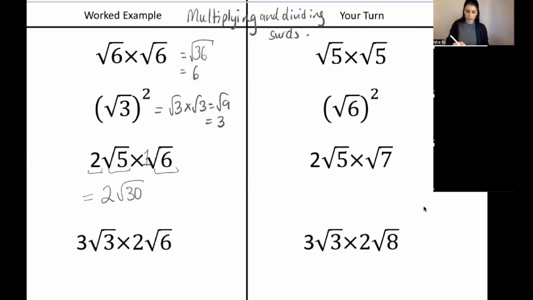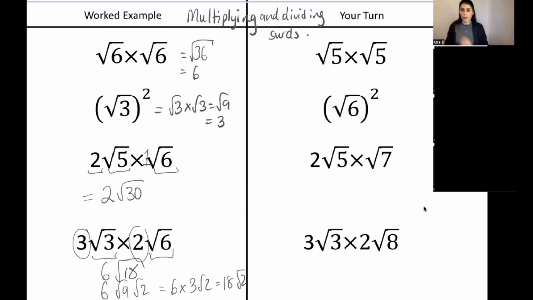And in the last example, you can do 3 times 2, which is 6, and then root 3 times root 6, which is root 18. However, I look at 18 and think, well, there's a square number that goes into it, which is 9. So I'm going to simplify that to root 9 times root 2, which gives me 6 times 3 root 2, which is 18 root 2. Okay, can you have a go at the 4 on the right-hand side for me, please?